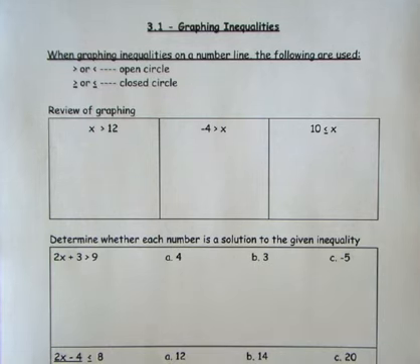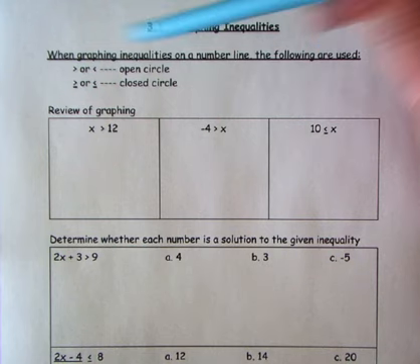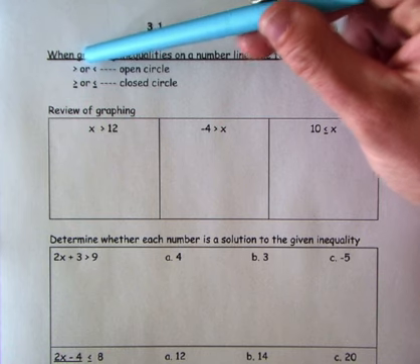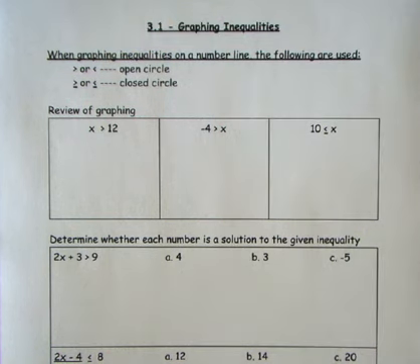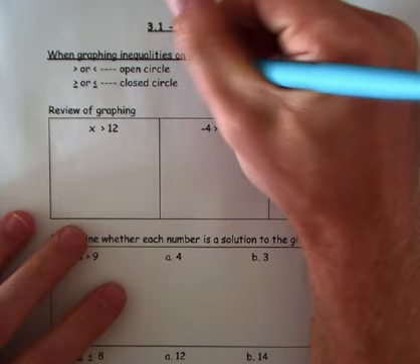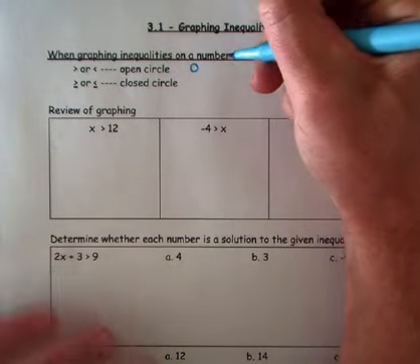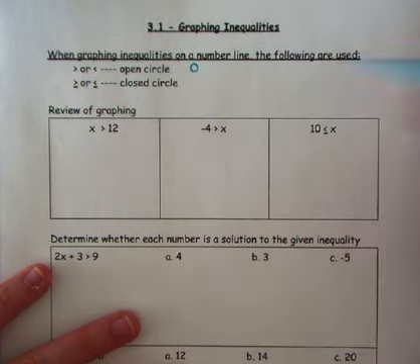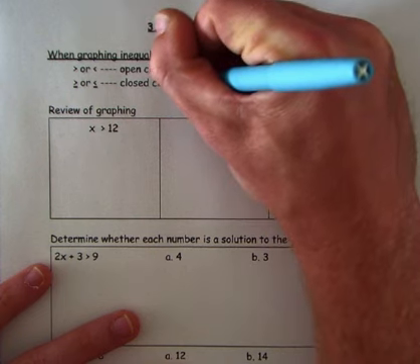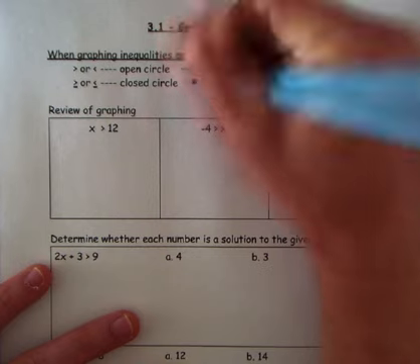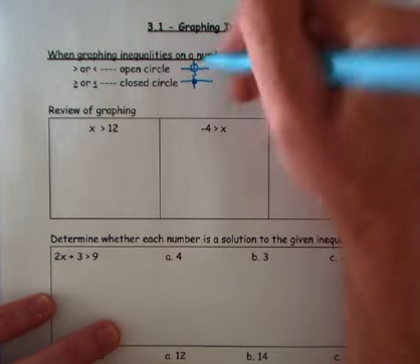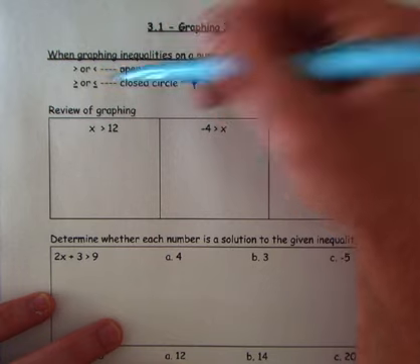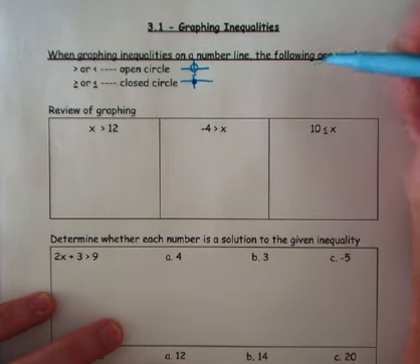And a quick refresher, when you're graphing inequalities on a number line, right, this is just a linear situation, the following are used, okay? If you have a greater than or less than, you're going to use an open circle, okay? So greater than or less than, you're going to have an open circle on your number line. If you're using greater than or equal to or less than or equal to, you're going to have a closed circle, okay? And this is going to be on a number line, so it's going to look something like this in actuality. But open circle for greater than, less than, closed circle for greater than or equal to, less than or equal to, okay? Well, what does that look like?